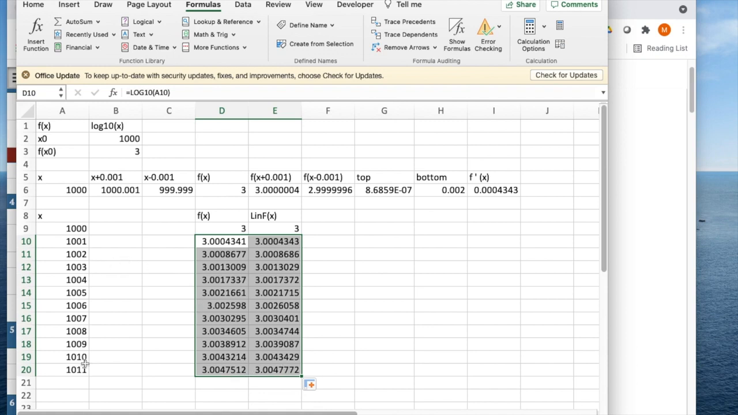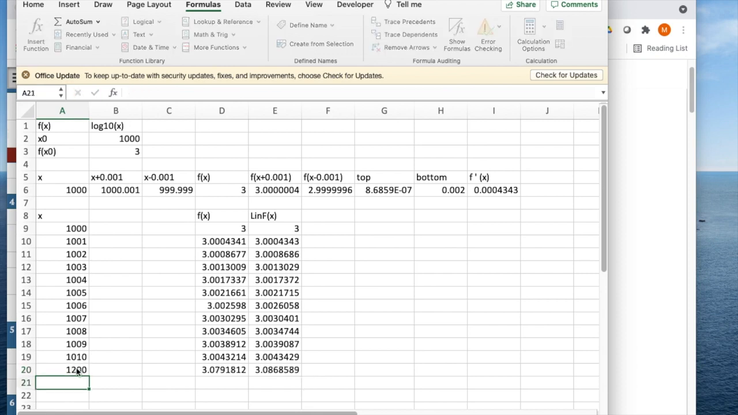It's worth noting that if I get further away, like at 1200, errors start to creep in and they start to be bigger. And so by the time I got to 10,000, my error becomes substantial. So the linear approximation is only good in a close region, but it does work there.